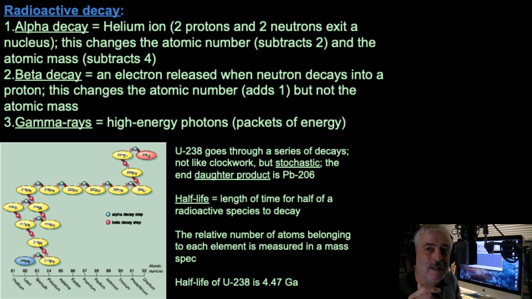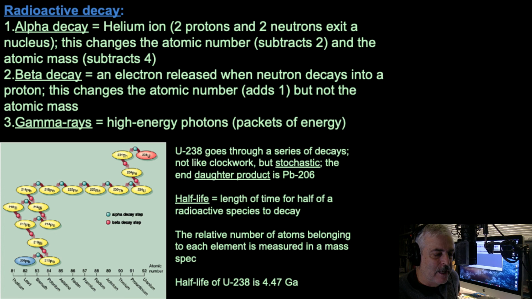That's the atomic number. And so the atomic mass stays the same, but the number drops by 1. Or it adds 1 to the atomic number, right? So it goes from a neutron to a proton. And so that's the second type of decay.